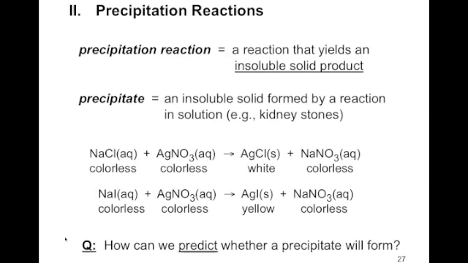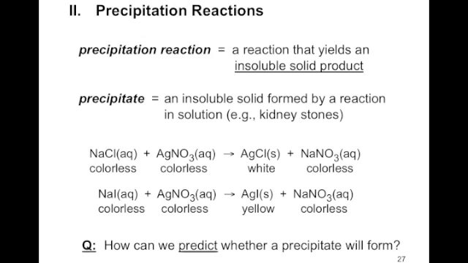In the last lecture, we began examining one of three classes of reactions that we're going to look at in this chapter: precipitation reactions, acid-base reactions, and oxidation-reduction or redox reactions. And at the end of lecture last time, we began looking at precipitation reactions.